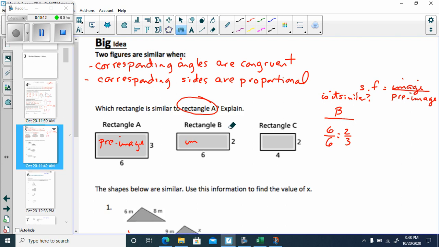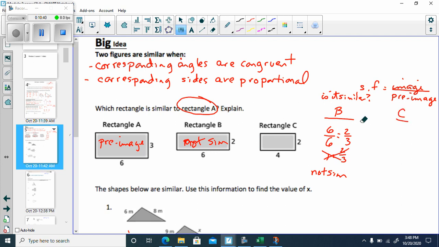Notice, in each case, I put image over pre-image, image over pre-image. 6 divided by 6 is 1. This is 2/3. These are not equal. So therefore, these are not proportional. They are not similar. This is not similar to rectangle A. Not similar. Why? Because the sides are not proportional.